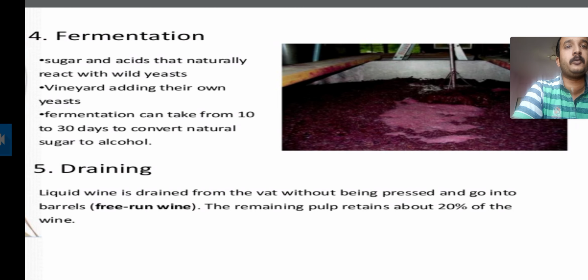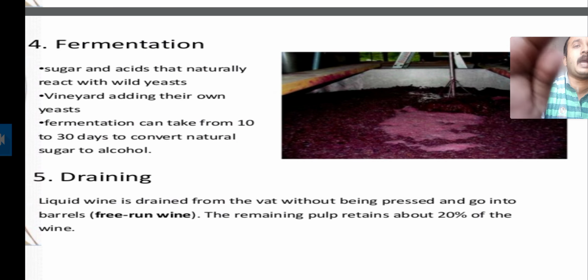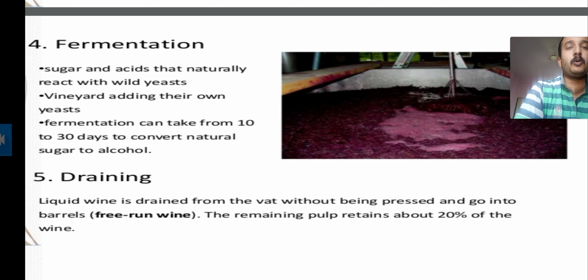Or the vineyard adds its own yeast. Vineyard here means a company, and that company adds its own yeast. The fermentation can take from 10 to 30 days to convert the natural sugar into alcohol. So this is the fermentation process.